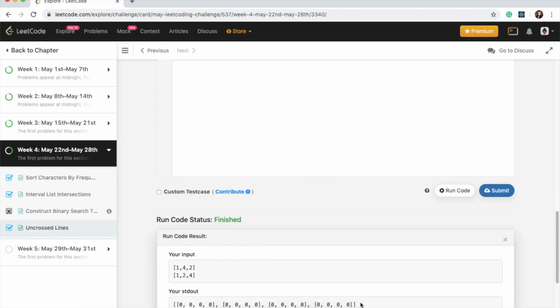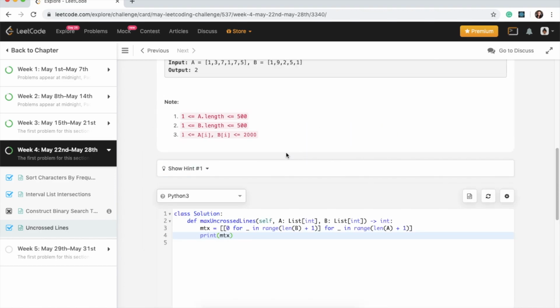Okay, so the empty matrix looks like this, and I've just filled it with zeros here. I've done that using list comprehension. And if you're not familiar, just go and watch that video and it will help you understand how this is done in one line in Python, which is awesome.